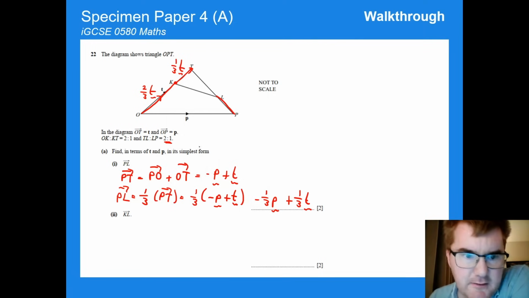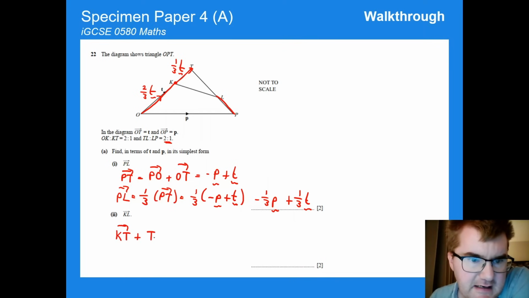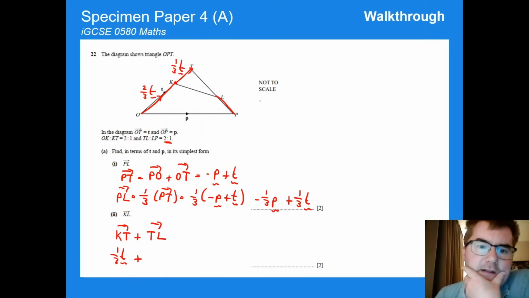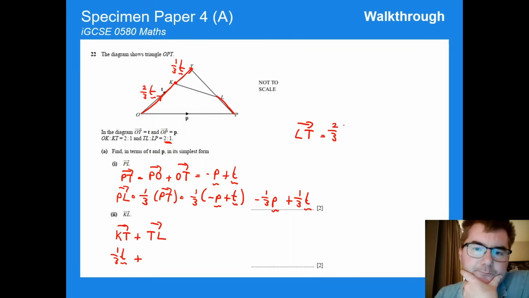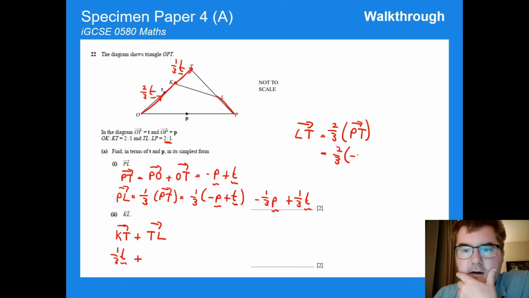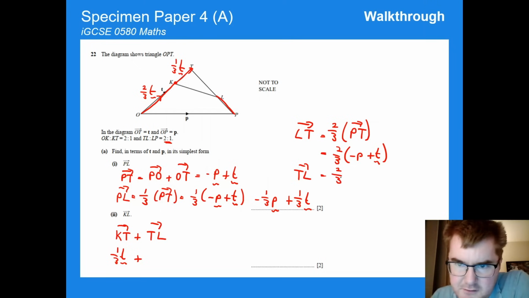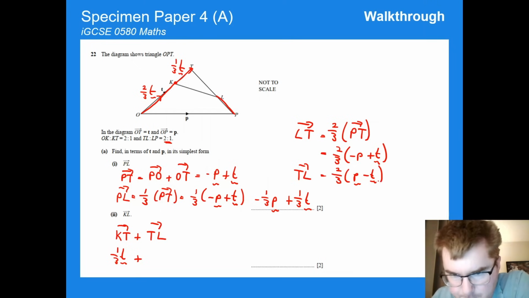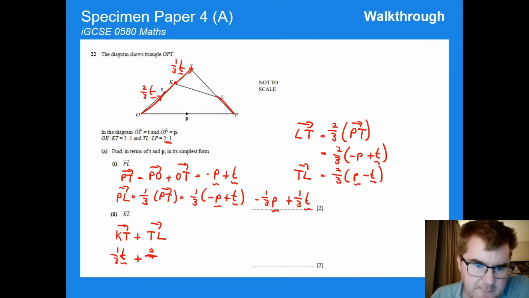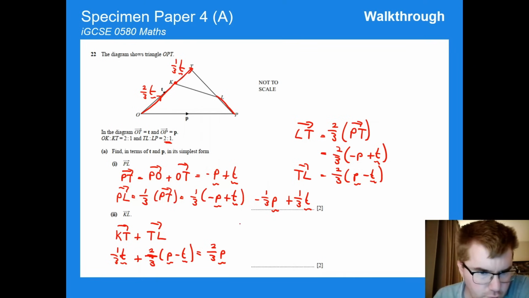So to go from K to L, we want to go from K to T and then T to L. Now K to T we already know, that's 1/3 T. Now T to L is the not so nice part here, because we can say that L to T, going up this way, is 2/3 of what we worked out, PT. So 2/3 of minus P plus T, but we're going not L to T, but T to L. So T to L, we reverse the signs around, and so we have 2/3 of P minus T. So that means we get 1/3 T plus 2/3 of P minus T. So that means we get 2/3 P and then 1/3 T minus 2/3 T, that's minus 1/3 T.